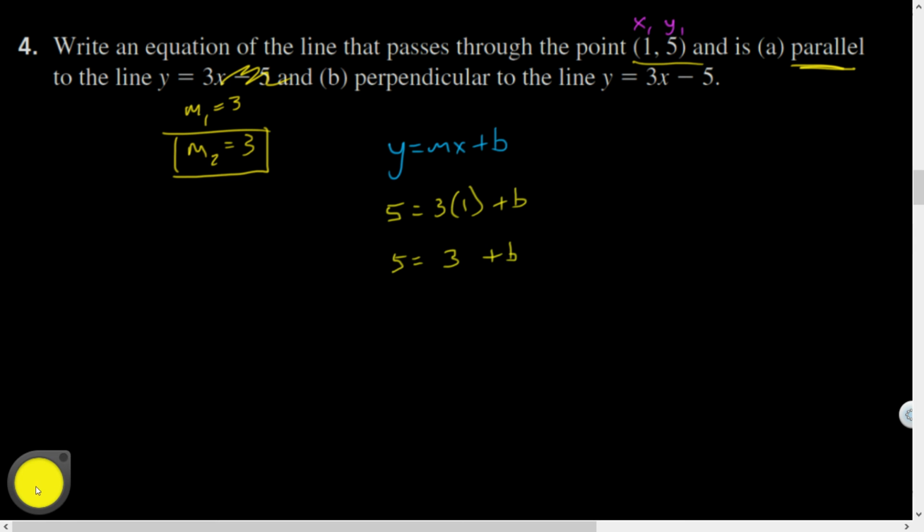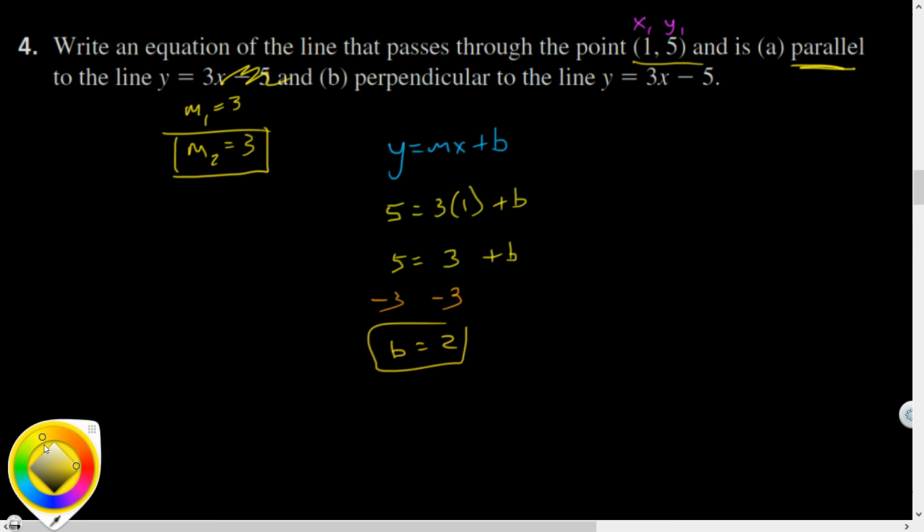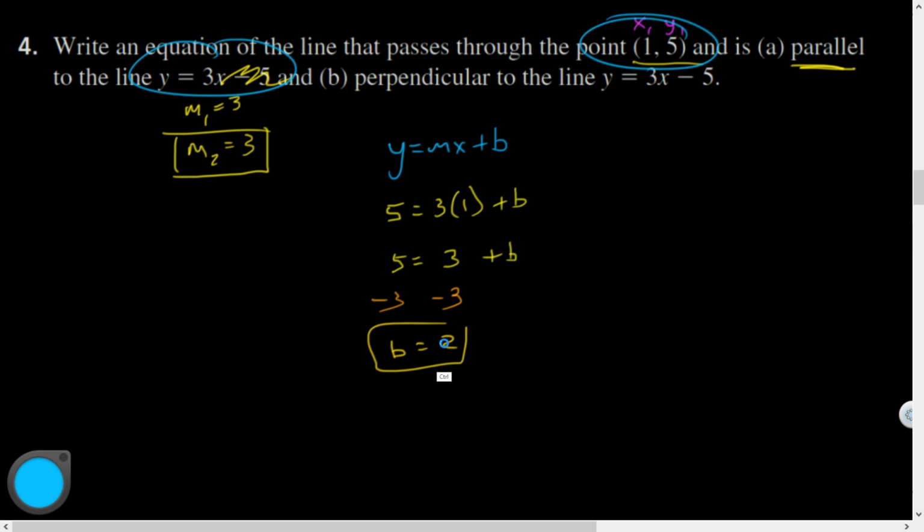And what do I do to both sides? Subtract 3 on both sides. I'm going to flip it using the symmetric property of equality: 5 minus 3, b equals 2. So the equation of the line parallel to this one that passes through that point has this as its slope, this as its y-intercept, and the equation is y equals what? 3x plus 2.